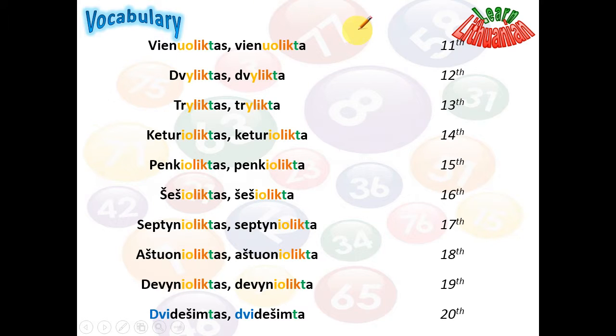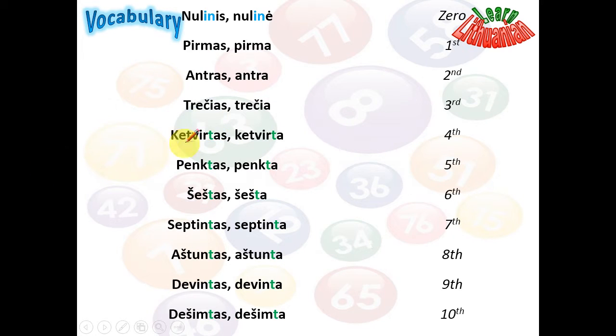Now let's go to the numbers 11th, 12th, and so on. So you see that all those numbers gain t, of course, from penki. Penki, penktas. Šeši, šeštas. Septyni, septintas. Aštuoni, aštuntas. Now, what's the difference between normal numbers and ordinal numbers?